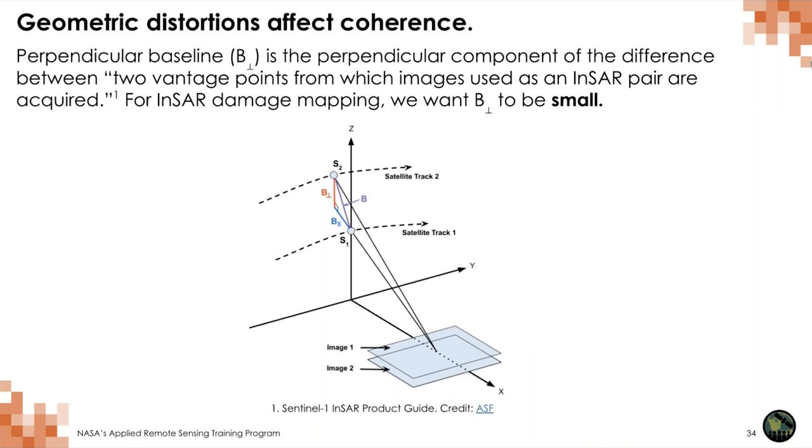And what's going to be important today is understanding something called perpendicular baseline, which is a B with a perpendicular sign. And this is a component of the difference in vantage points from which our images used as an InSAR pair are acquired. So for InSAR damage mapping and for a lot of other InSAR applications, we want the perpendicular baseline to be small. And you can see in the schematic below, which is from the ASF Sentinel-1 InSAR product guide, the baseline is decomposed into a parallel and perpendicular component. And I would strongly suggest that you review the Sentinel-1 InSAR product guide from the Alaska Satellite Facility for a more in-depth understanding of the products that we're going to process and retrieve from their service today.